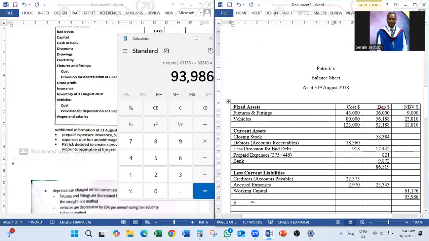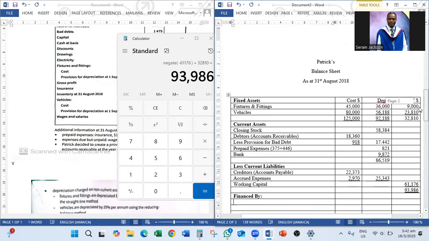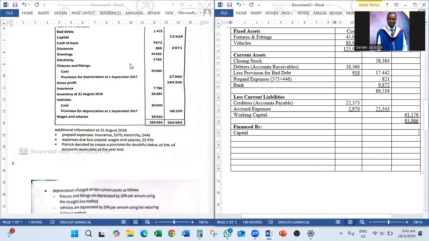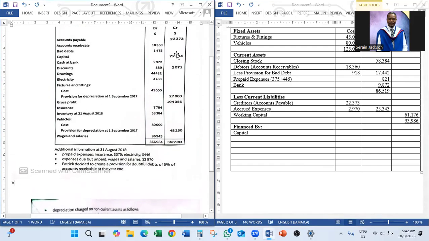All right, so we move on now to our final heading, which is called financed by. So our business is financed by capital. So we look for capital. Capital is what? 72,934.